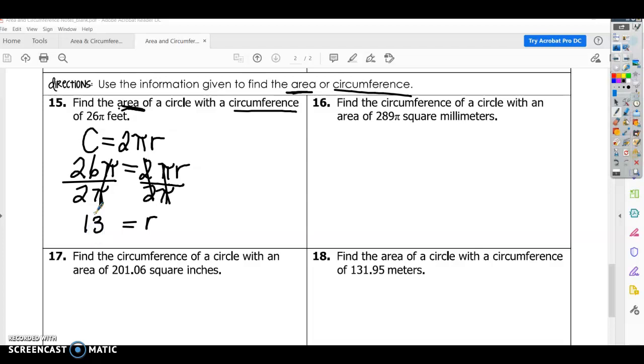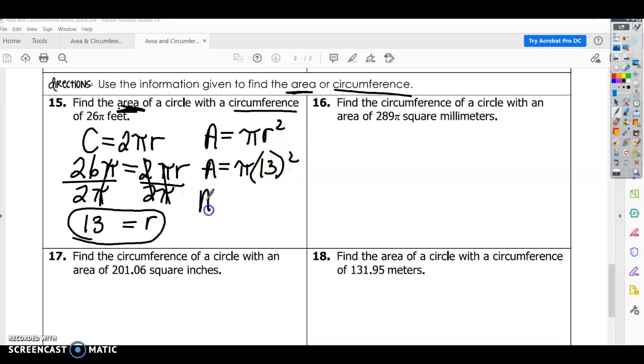All right, so now that we've found the radius, we're trying to find the area. So now we're going to take this radius and use it for the area formula. So area equals pi r squared. So area equals pi times radius squared. And the area equals 13 squared is 169 pi. And this is in feet.